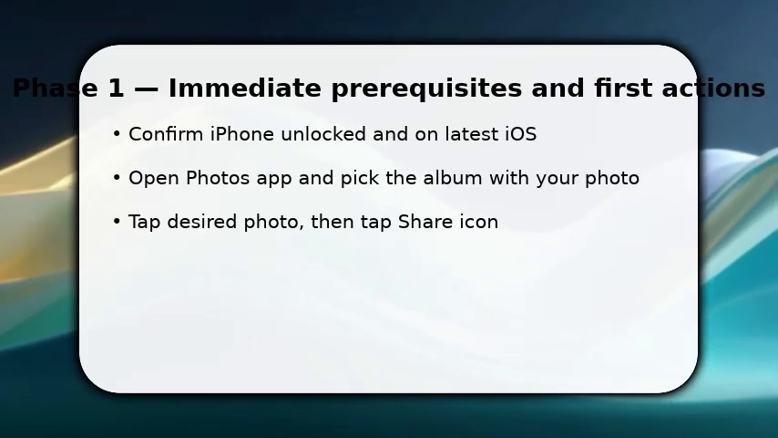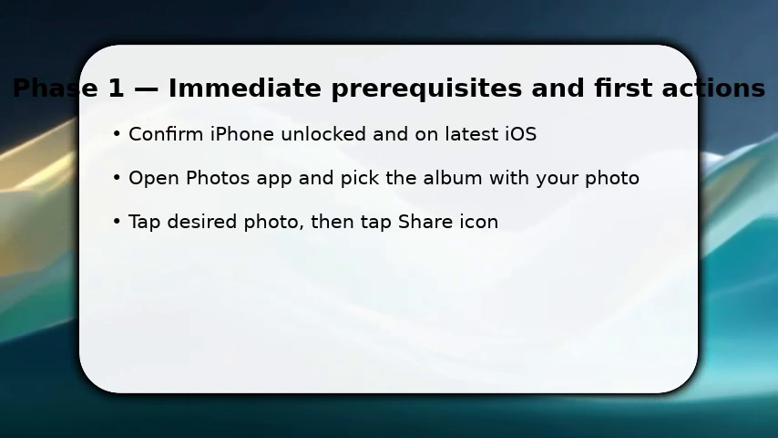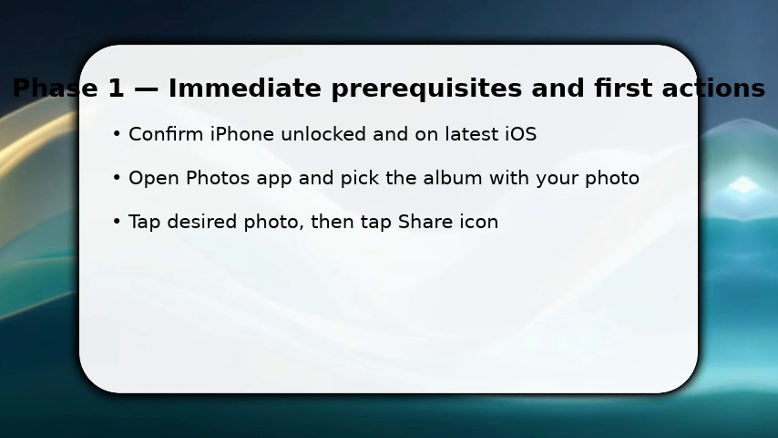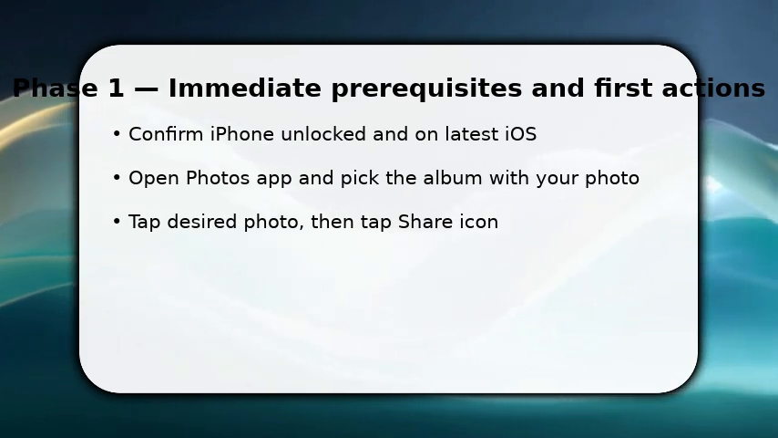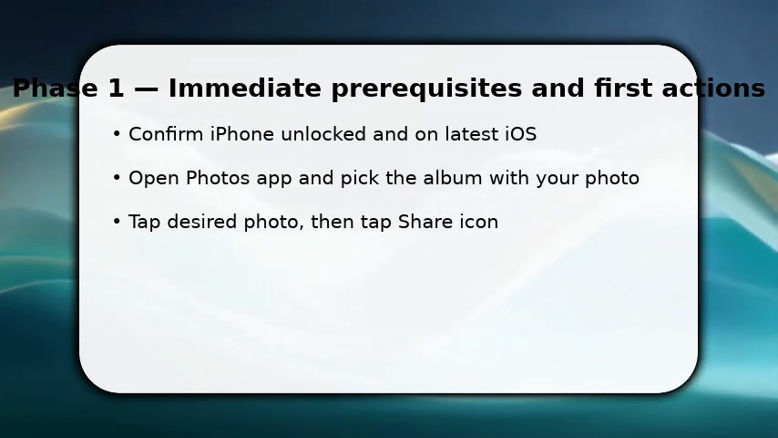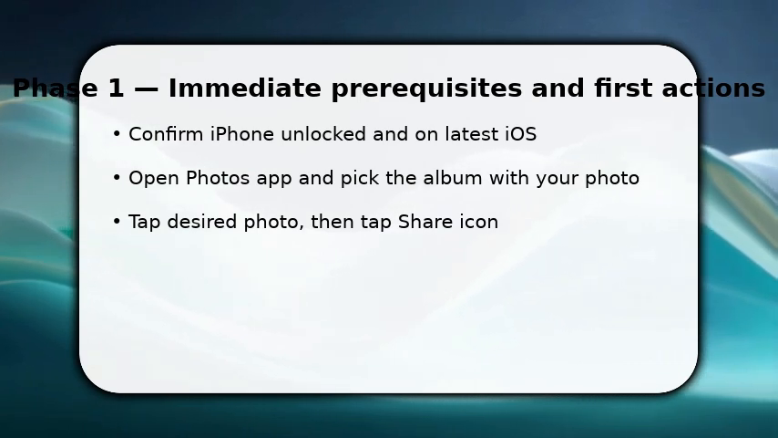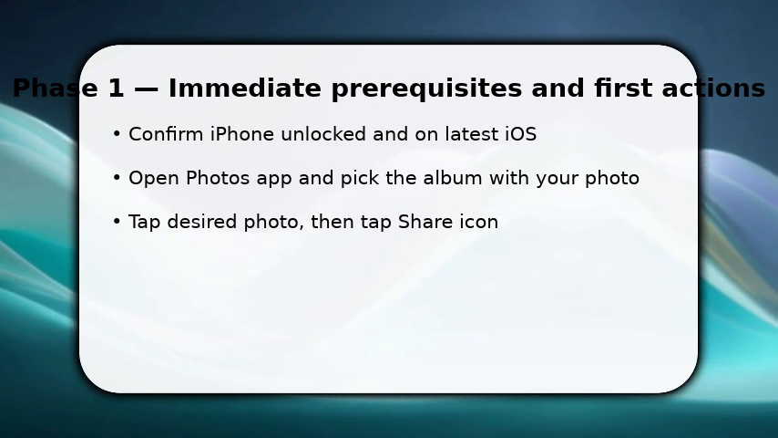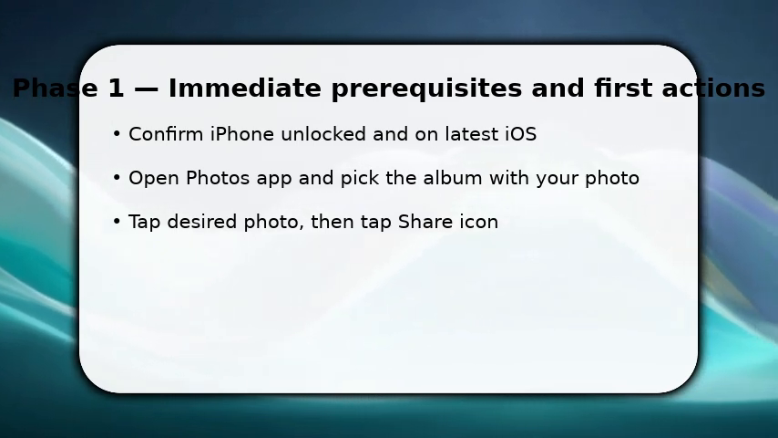You start by getting straight to the image. Make sure your iPhone is unlocked and running the current iOS for compatibility. Open Photos and navigate to the album that contains the picture you want. This saves time. Once you've found it, tap the photo to view full screen, then tap the share icon at the lower left. This reveals options you'll use next.